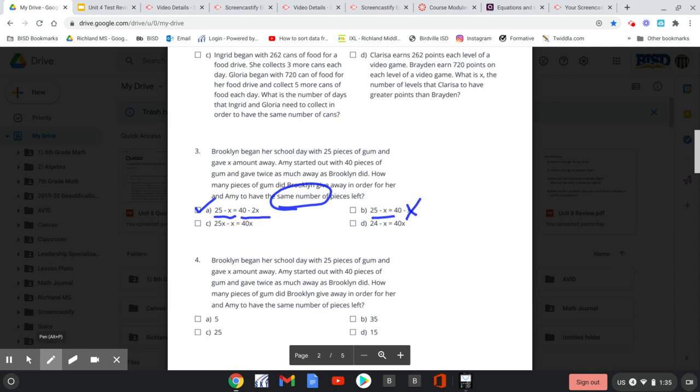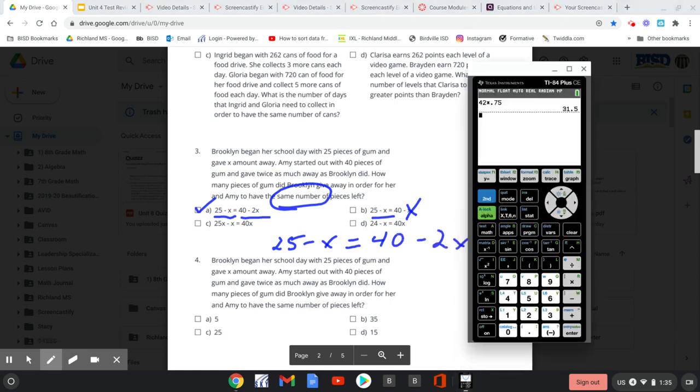Brooklyn began her school day with, okay, they want us to solve this. So we know that she has 25 and she gave away some gum. And then Amy started with 40 and she gave away twice as much. Let's see which one works. I'm going to pull the calculator up.